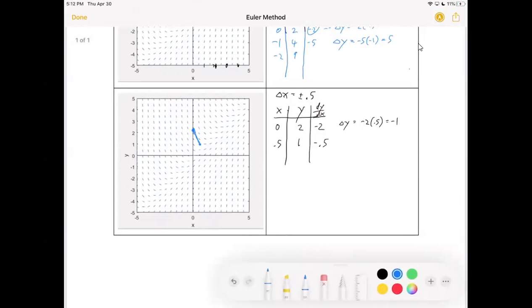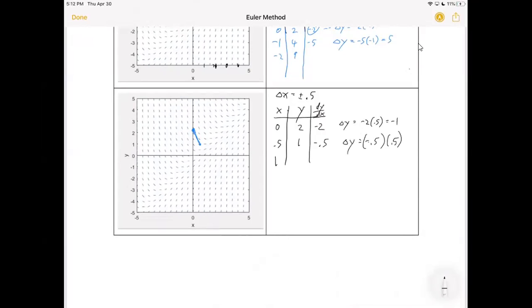And then we'll take another step. So we want to get to x equals 1. To do that, delta y will be the slope, -0.5, times the step size in the x direction. So that will be -0.25. So we'll come down another quarter, which puts us at 0.75. And then we could recalculate the slope. 1 minus 0.75 should be positive 0.25. So we'll start going up in the next step.